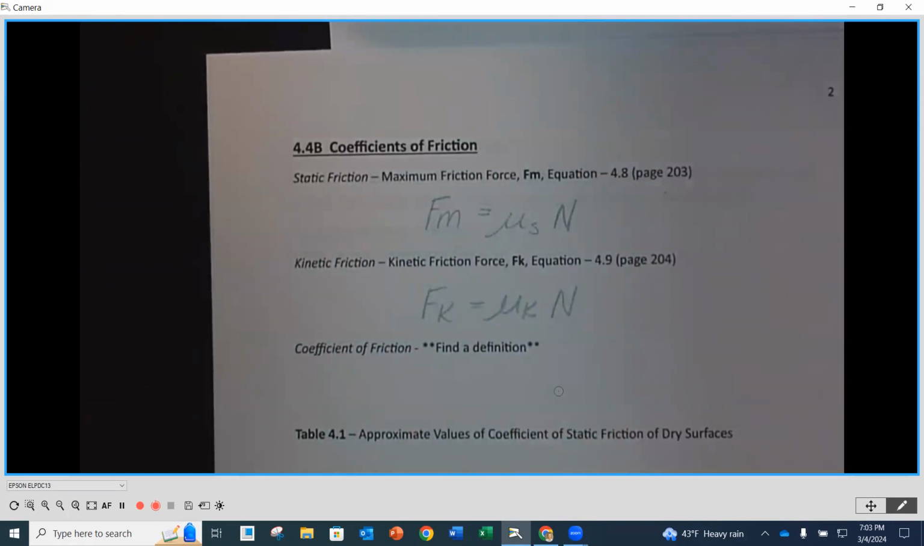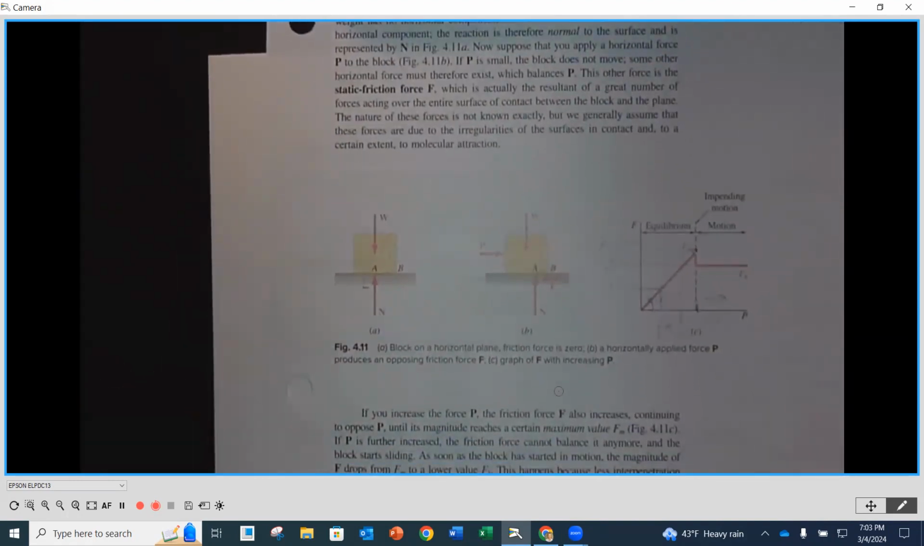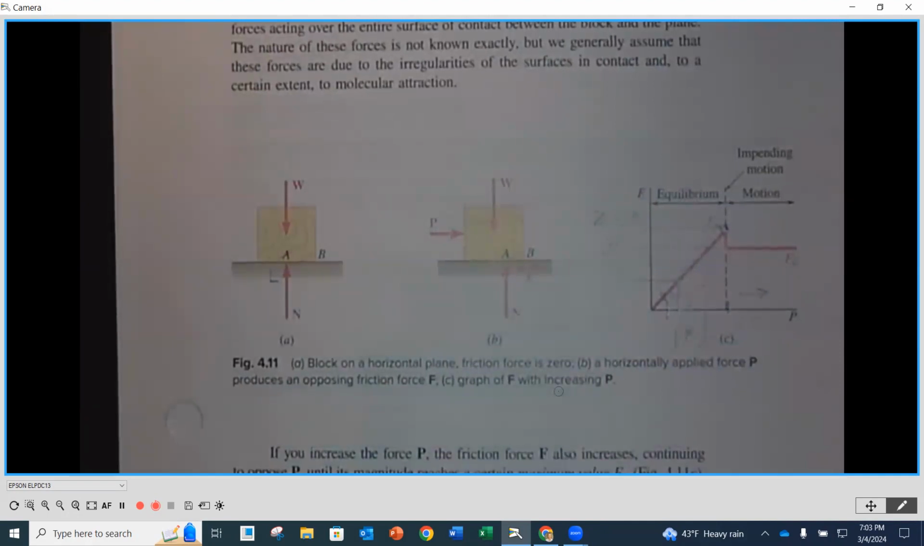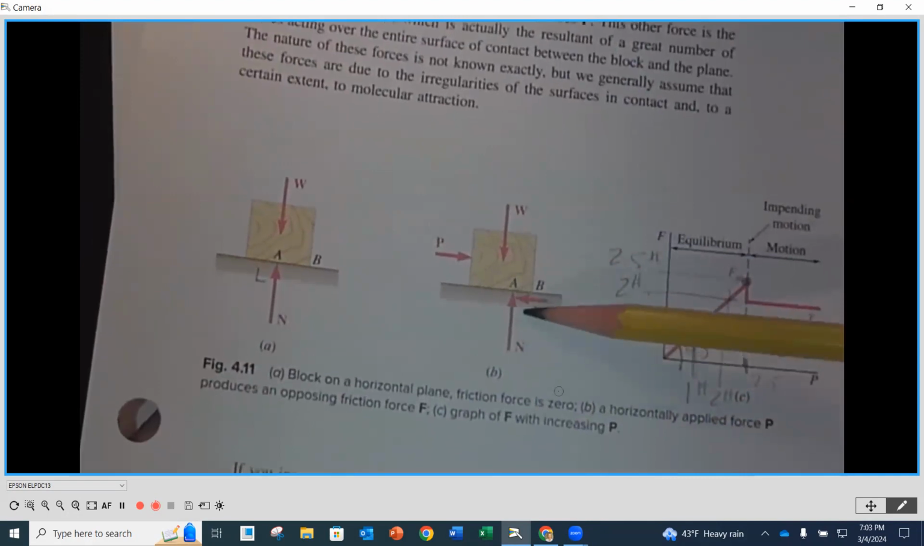Now let's back up and look back at figure 4.11. In this middle illustration here, we see all of these elements. Kind of tip this up a little bit. There's a little bit of a shine. So normal force right here.